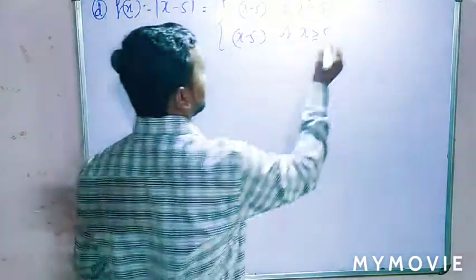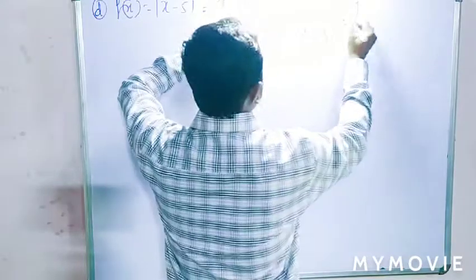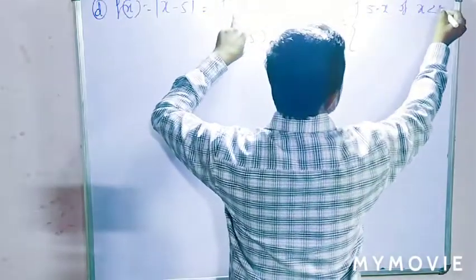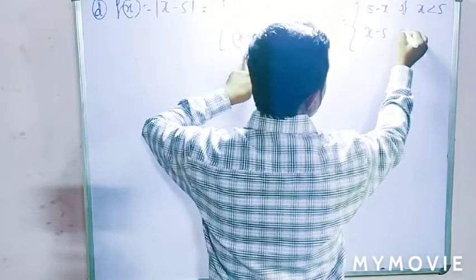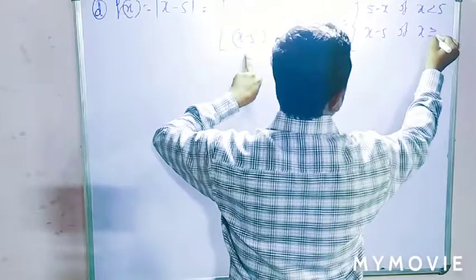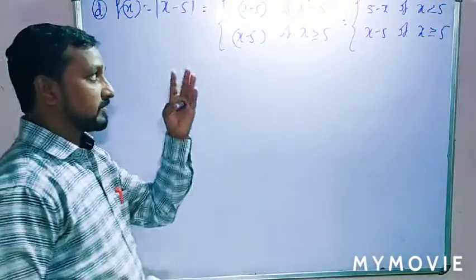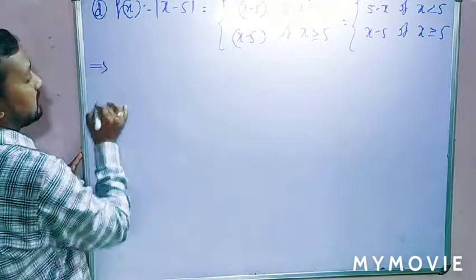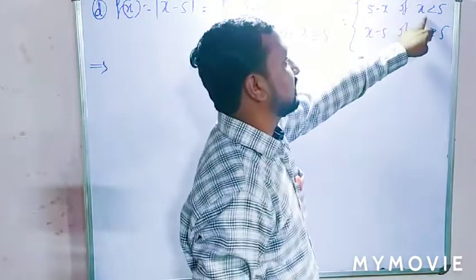Okay, so already you know that. So here I can write this function as 5 minus x if x is less than 5, or x minus 5 if x is greater than or equal to 5. Okay, so apply the same procedure as before. The solution of this example is, first of all, we take case 1. What is your case 1?